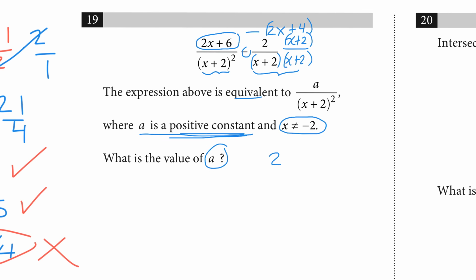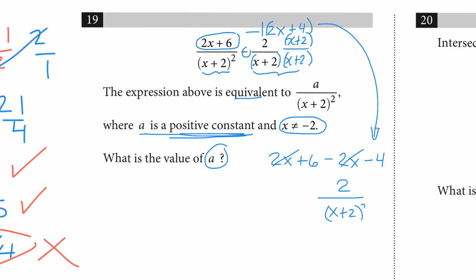So what I have now is 2x plus 6 minus the 2x and minus the 4 from up here at the top. I'm distributing the minus 1 times 2, and minus 1 times 4. So you notice that the 2x's will cancel out, and 6 minus 4 is 2. Over what? Over x plus 2 squared. And so, since they wanted what is a, well, a happens to be the numerator. So in this case, a is 2. A equals 2, and that was the answer.